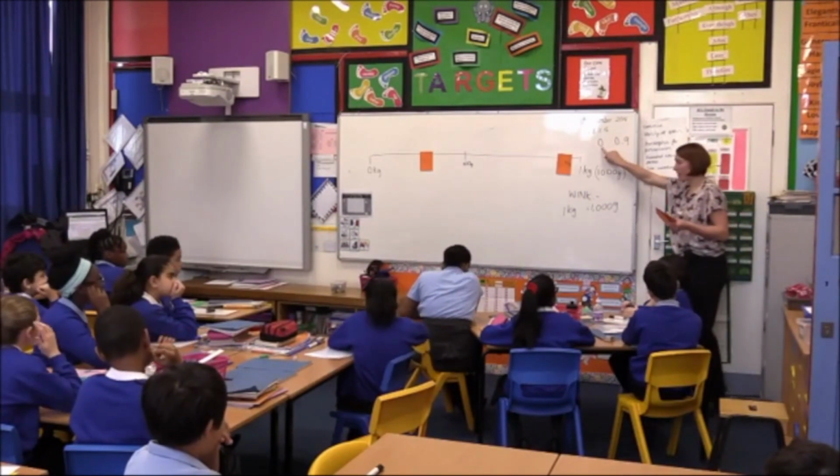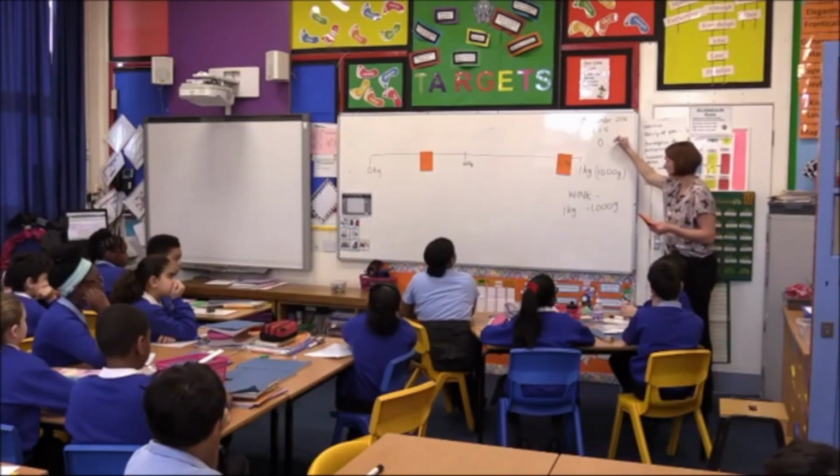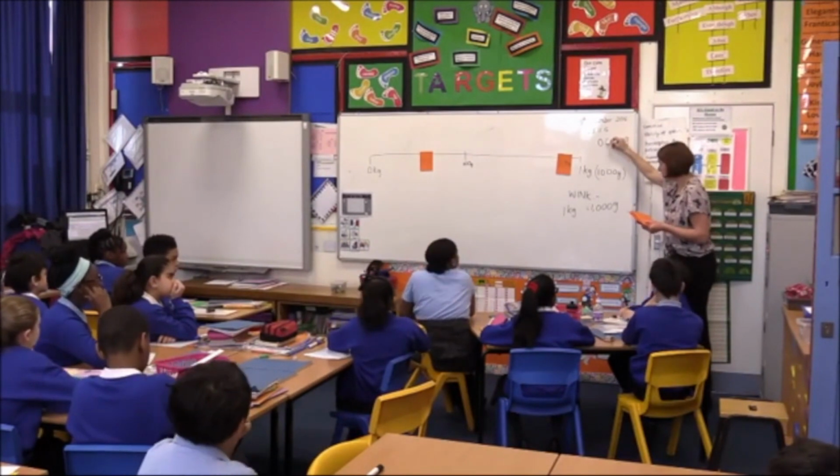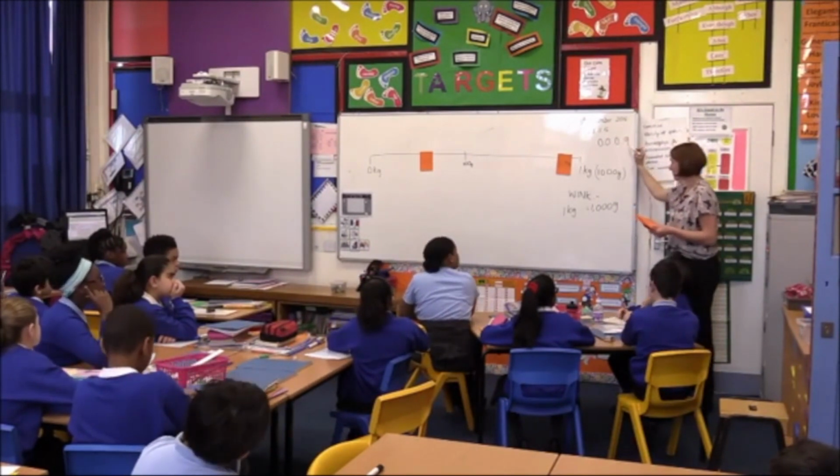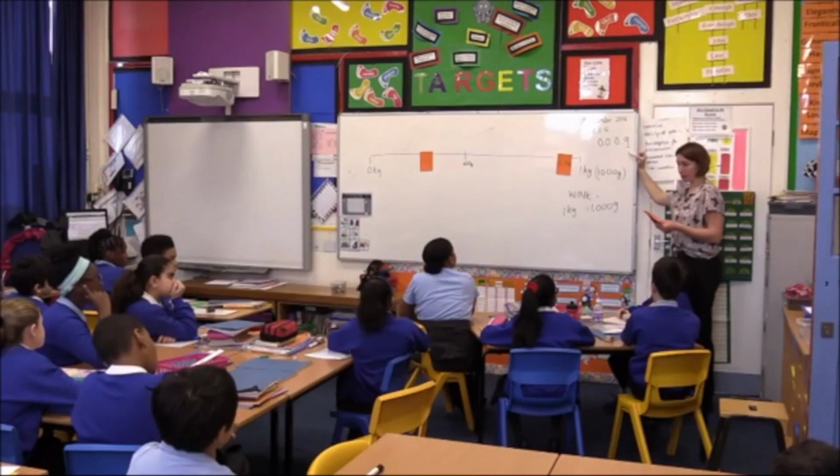Okay, Dillis, in this number there is 0. There's no units. If I put a decimal point here, there'd be no tenths. This number is bigger because I've got a 9 in the tenths.